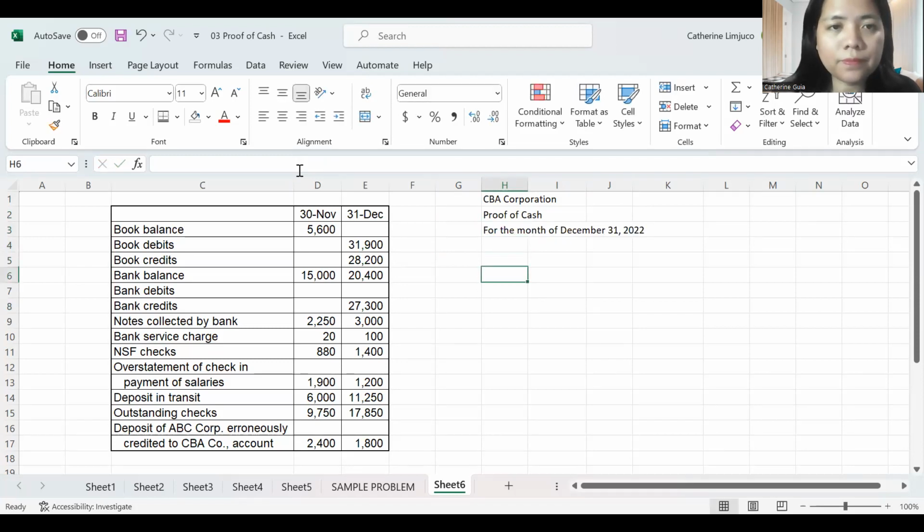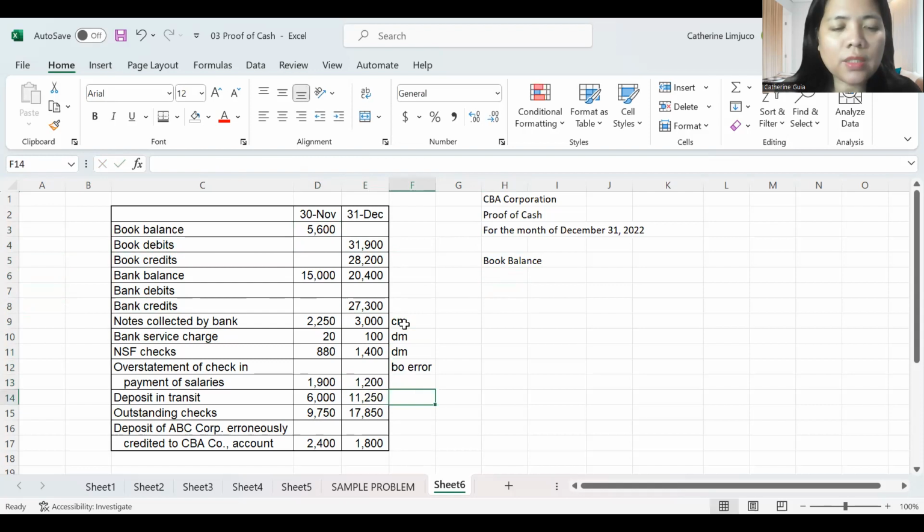And then let's categorize this data. So book balance, debits, credits, bank balance. Notes collected. Actually, this is a credit memo. Bank service charge, a debit memo. NSF check, a debit memo. Overstatement of check. This is a book error.